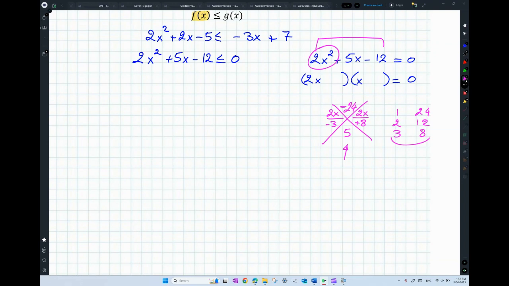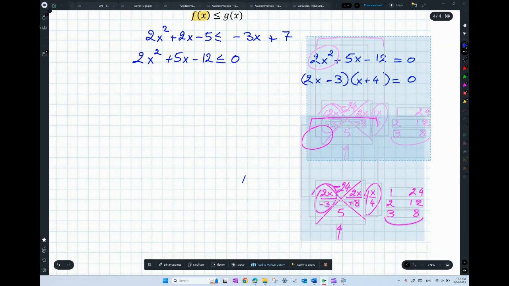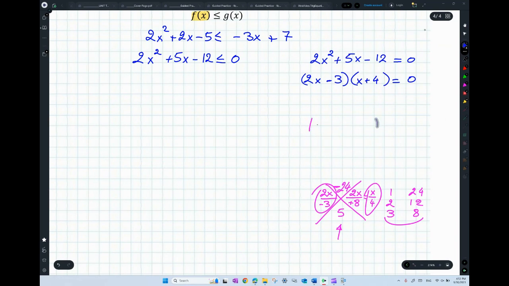Then I have 3 and 8, and because the sum is +5, I know that the bigger one would be the positive one. So I have 2x minus 3, but here I would have to simplify, and I can divide both top and bottom by 2 and have x over 4. That would give me my second factor. And then that means that x equals 3/2 or x equals -4.